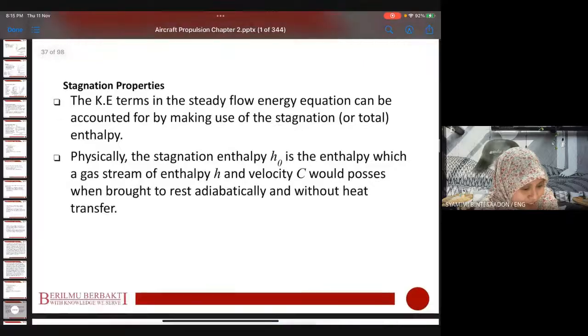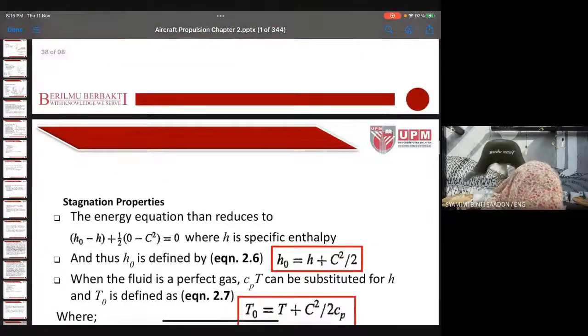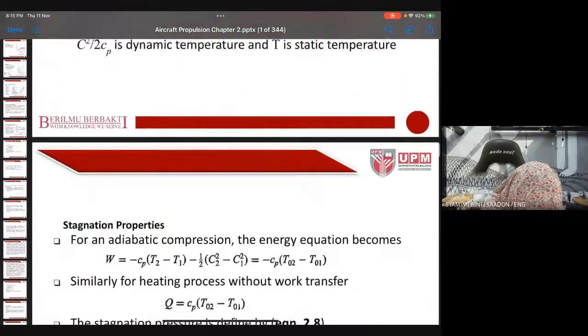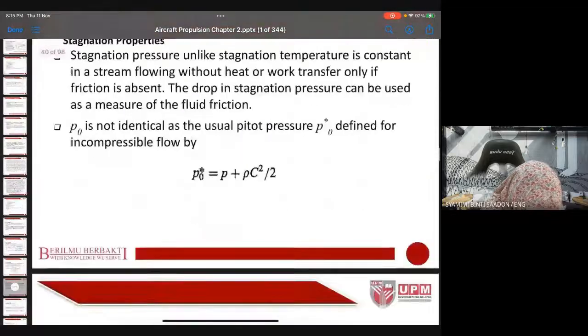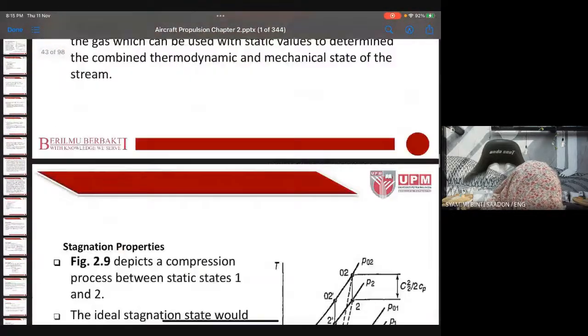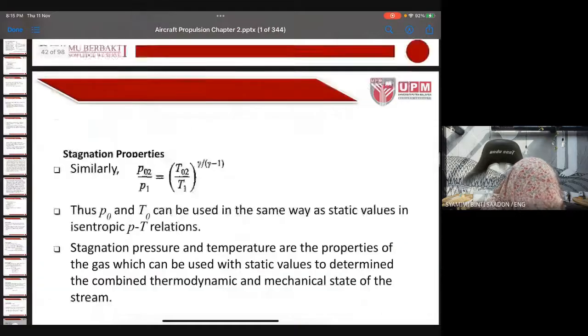Stagnation properties. Okay, just a minute. I'm looking at the slide. Okay, it's fine.